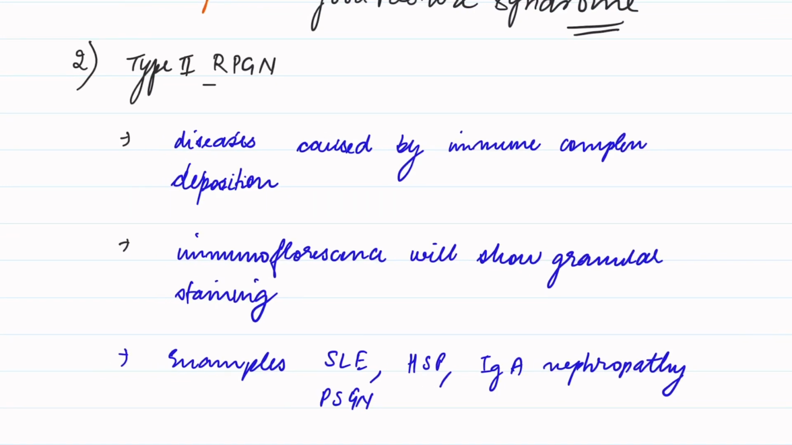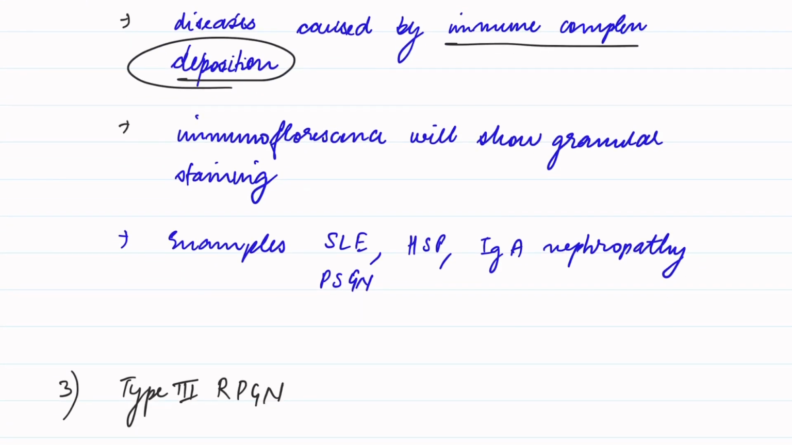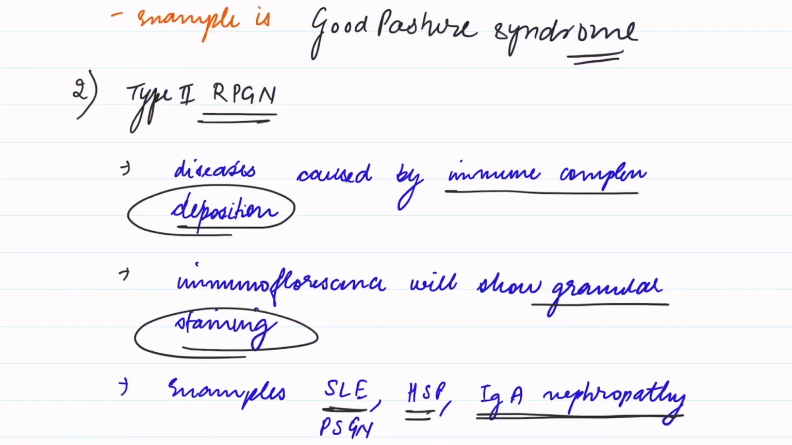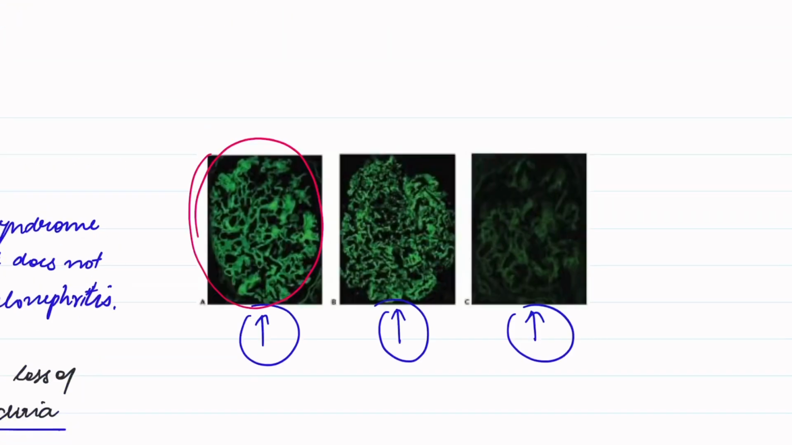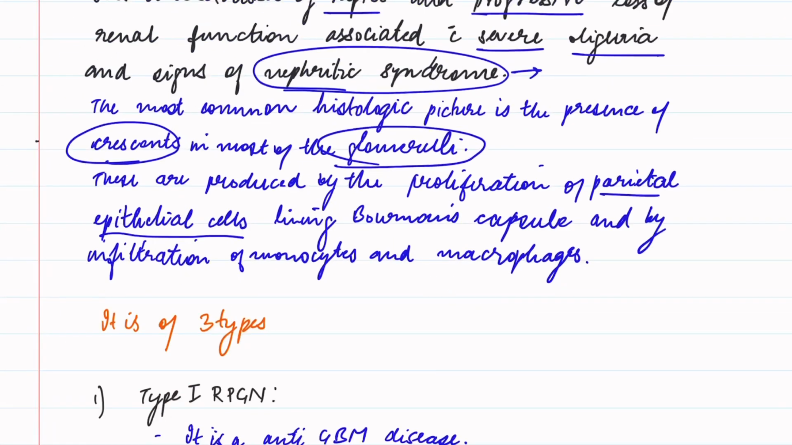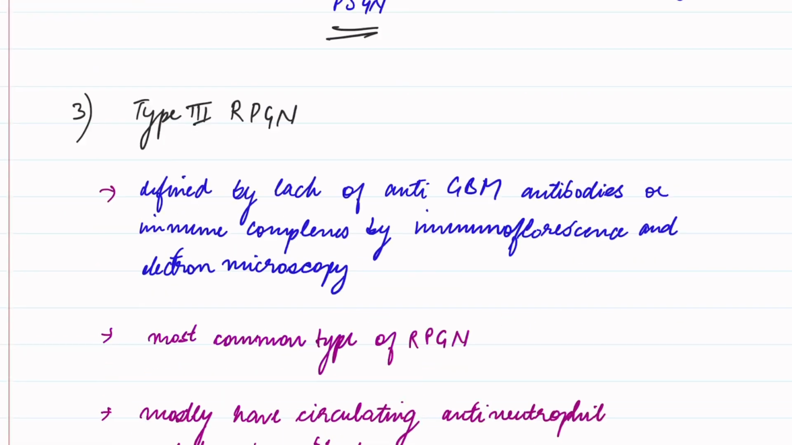Now coming to type 2 RPGN, diseases are caused by immune complex deposition. Immunofluorescence will show granular staining, and its examples are SLE, HSP, IgA nephropathy and PSGN. So this is the example of granular staining and type 2 RPGN.